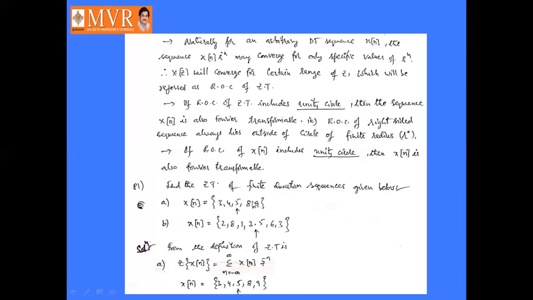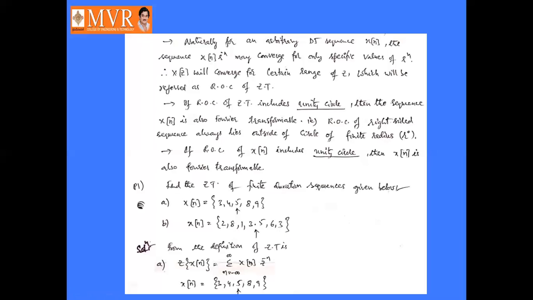In the same manner, 8 is nothing but X of 1 value, and 9 is nothing but X of 2 value. In the same manner, for the second sequence also, here 3.5 is nothing but X of 0 value, 1 is X of minus 1 value, 8 is X of minus 2 value, 2 is X of minus 3 value. And here 6 is X of 1 value, and 3 is X of 2 value, right?